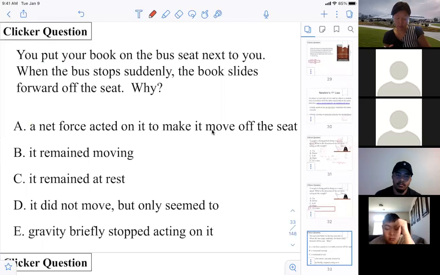One last question, just really to get the idea of Newton's first law in us. So you put your book on the bus. This is an example we kind of talked about earlier, where you had a sudden brake, right? And that forward motion that you feel relative to the car. So when the bus stops suddenly, the book slides forward off the seat. How do we explain this? Which of these is the best way to explain it? I'll just go ahead and let you vote here.